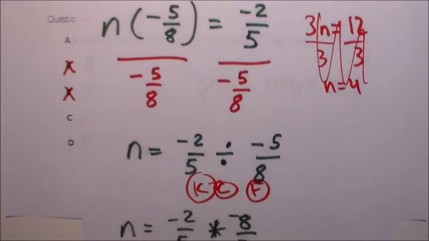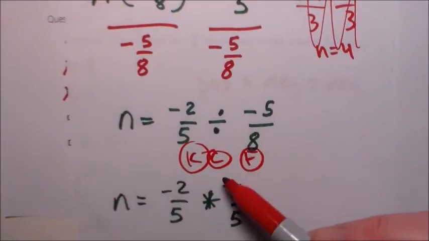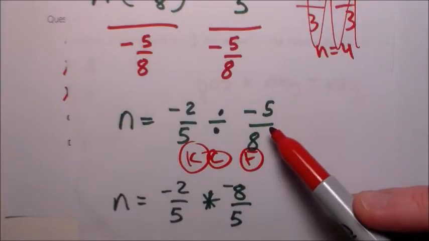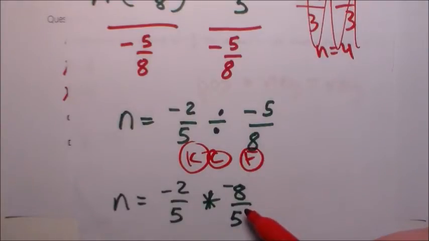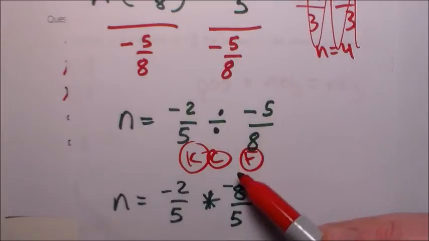And that's not scary at all. We keep the negative 2/5. We change division to multiplication. We flip negative 5/8 to negative 8/5. Notice that we just keep the negative sign on top.